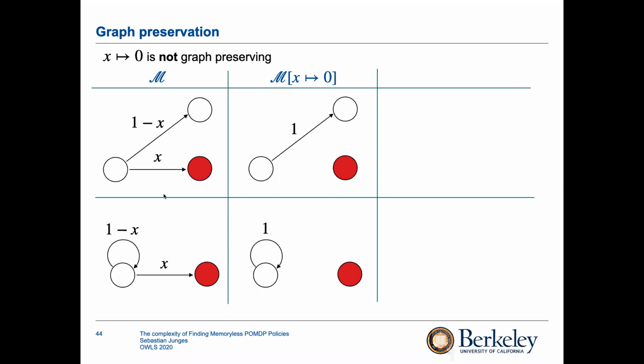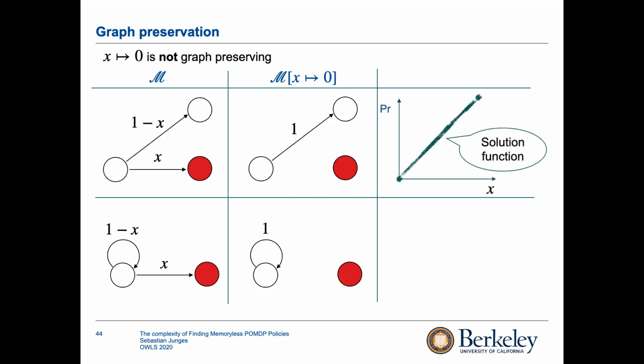So, for example, we have this Markov chain here, and x assigned to 0 is not graph preserving. And you can see that the graph simply changes if I assign x to 0, and the same happens for x assigned to 1. This is another instance where you can see that x assigned to 0 is not graph preserving. The graph changes. Why is that often a problem? If we plot the function of the probability of reaching the red state in dependence of x, then we get such a straight line here.